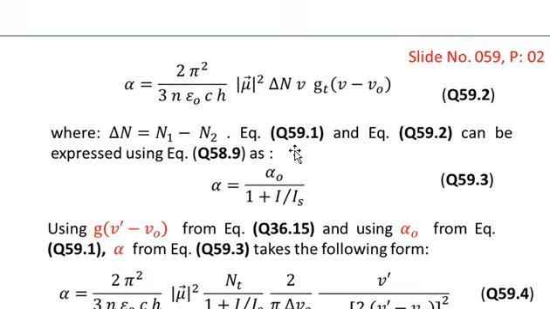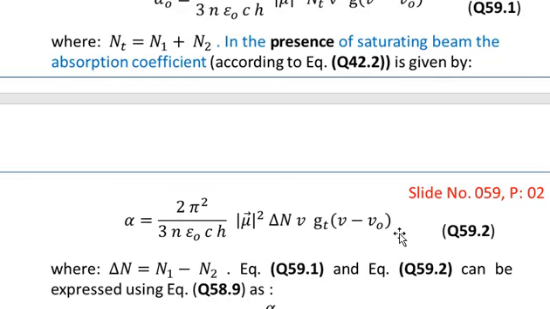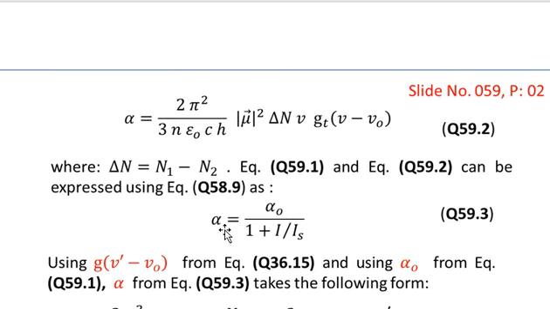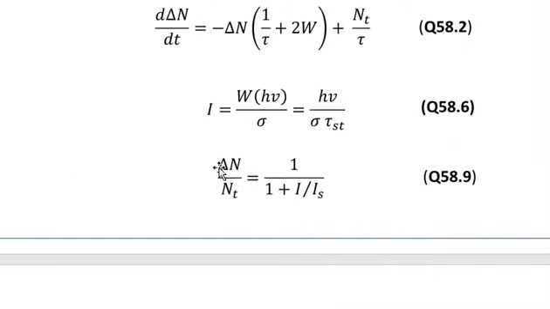So you see that since we have alpha naught over here in equation number 59.1 and alpha present over here, computing the ratio of these two quantities, we have alpha over alpha naught is equal to delta n over nt, where we have replaced delta n over nt by 1 over 1 plus I over Is, as I have just shown you in equation number 58.9. So using that equation, delta n over nt has been replaced by this factor on the right hand side, which is 1 over 1 plus I over Is.